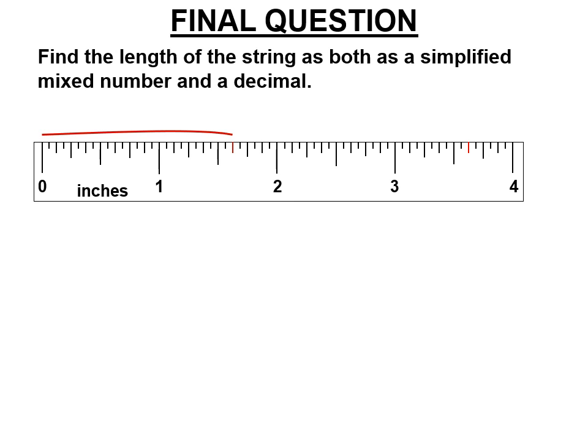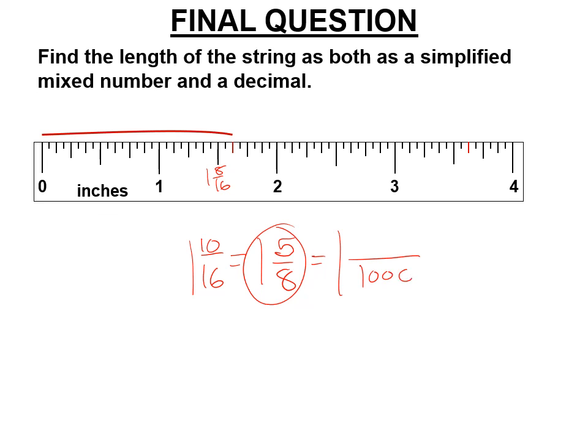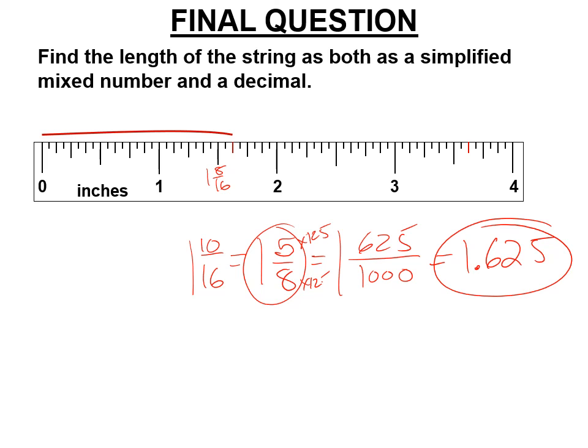So this is 1, and these are 16ths. So halfway, by the way, is 8/16, right? So this is 1 and 10/16, or you could just count them from 1. And that simplifies to 1 and 5/8. That's our simplified mixed number. And since we have 8s, right, we're going to 1,000 times 125. I have a lot of 5 times 125 in this lesson. 1 and 625 thousandths. That is 1.625 as a decimal. 1 and 5/8. Good luck on the homework.